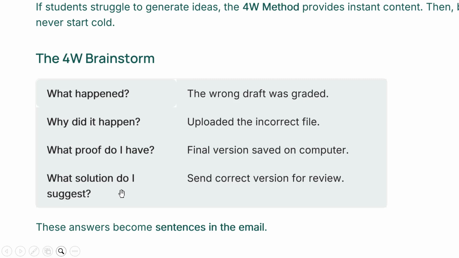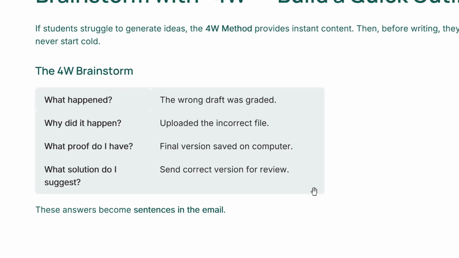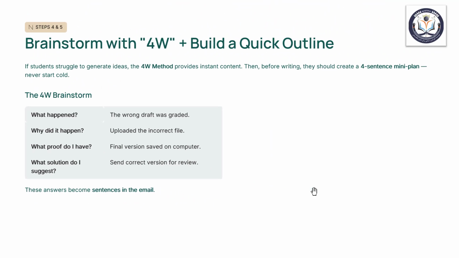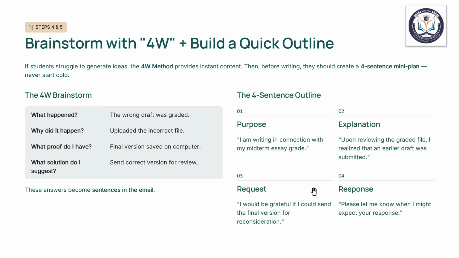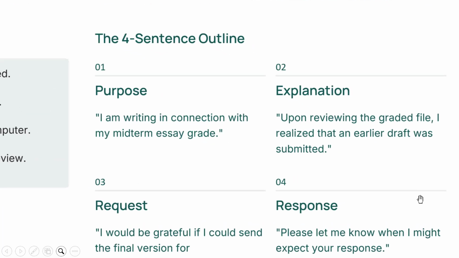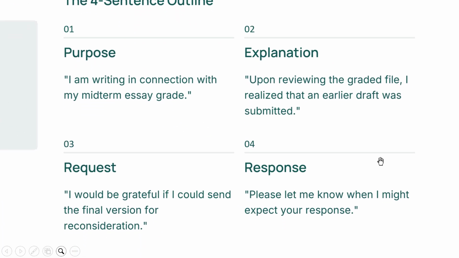What solution do I suggest? Or what can I suggest to do? Here, send the correct version for review. Look, when we put all these answers together, we can go ahead with the outline we had as the peer planning method. We can outline them like this. So we can have a four-sentence outline to address these issues. When you put it together, it will be a response, a complete email.